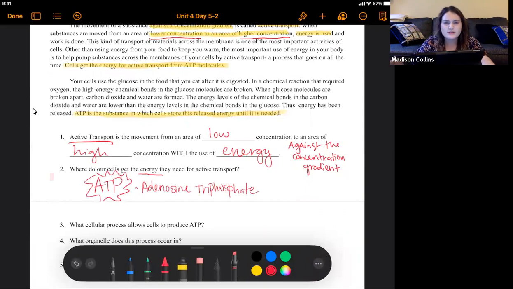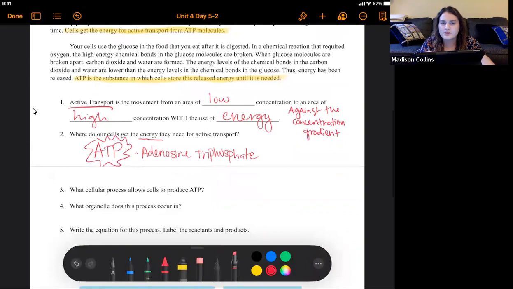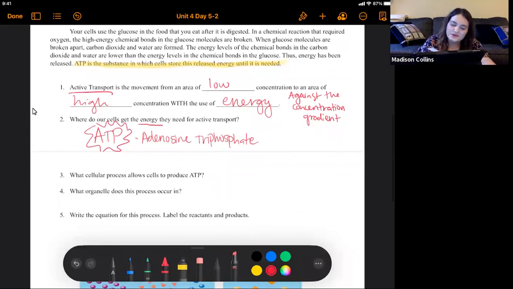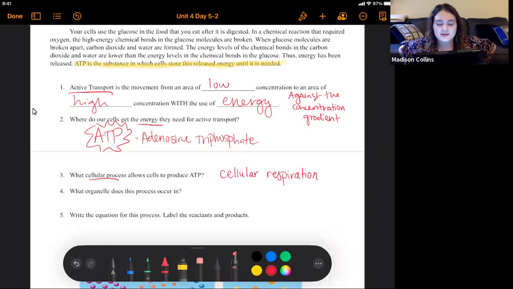But how do our cells produce ATP? What is that cellular process that produces it? Well, we learned about this in our last unit. That cellular process that produces ATP is known as cellular respiration. Remember, that is how ATP is made. But where does this happen? Which organelle does this process take place in? Well, think back to the powerhouse of the cell and remember that cellular respiration happens in the mitochondria. That is where energy is produced. So that is where ATP is made.